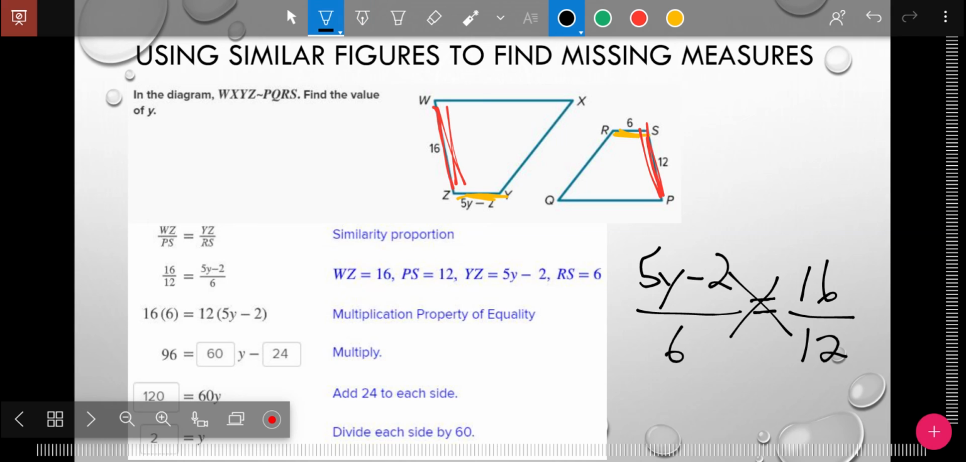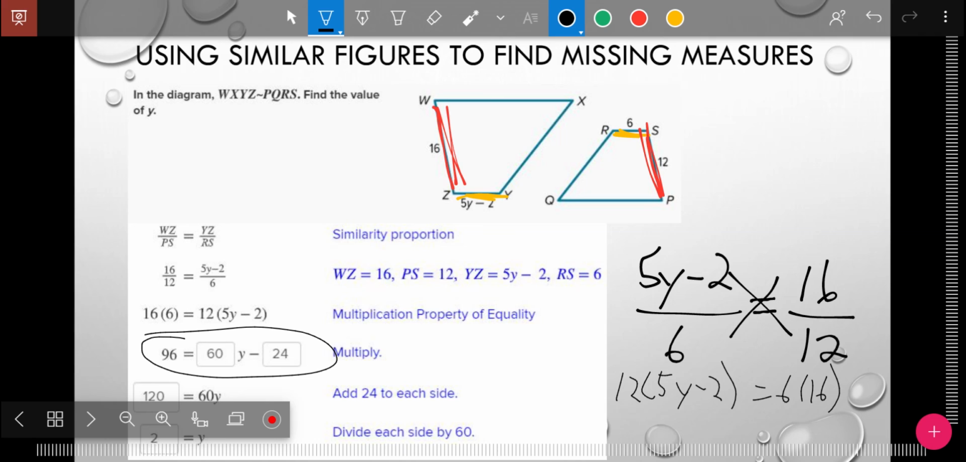And so you get 12 times 5Y minus 2, and 6 times 16, which is the step they have right here. 6 times 16 is 96. 12 times 5Y, you have to distribute it. 12 times 5Y is 60Y. 12 times 2 is 24. You would then add 24 to both sides and divide by 60 on both sides and get Y equals 2.